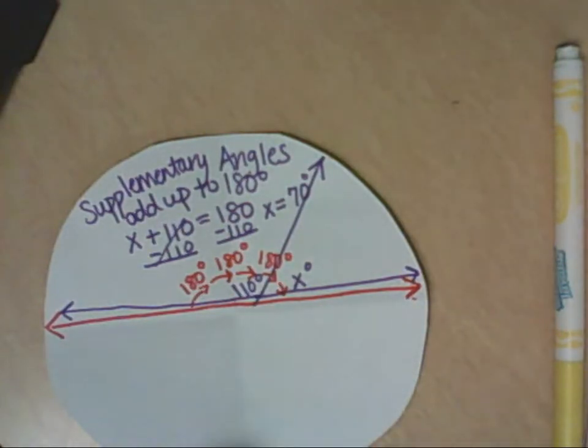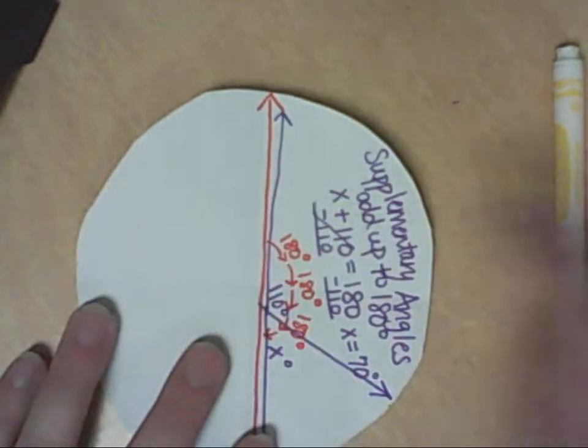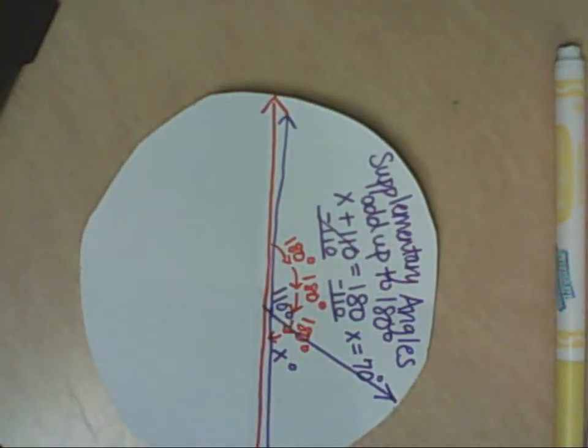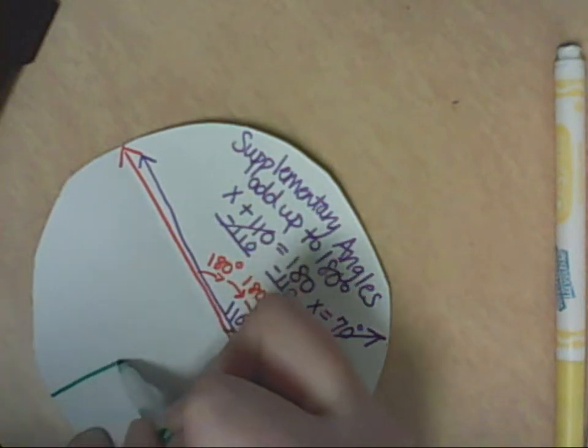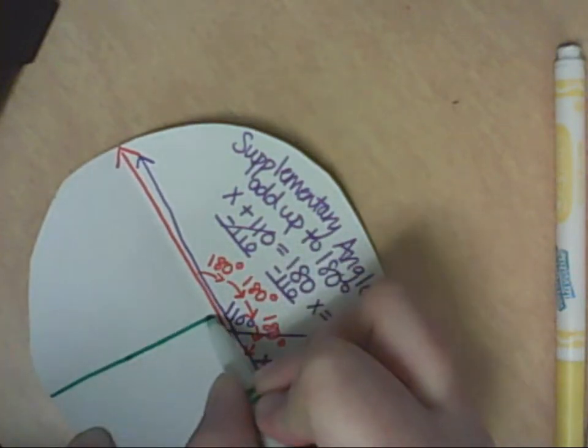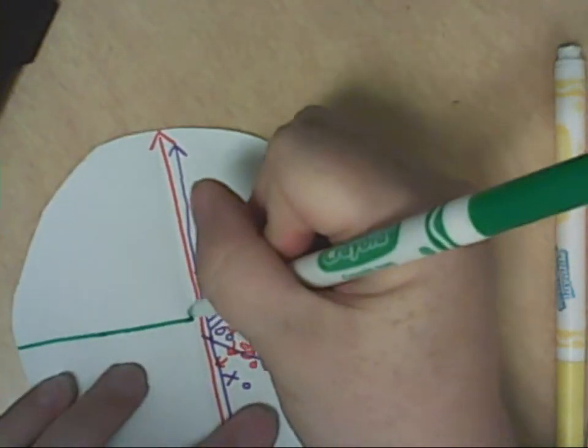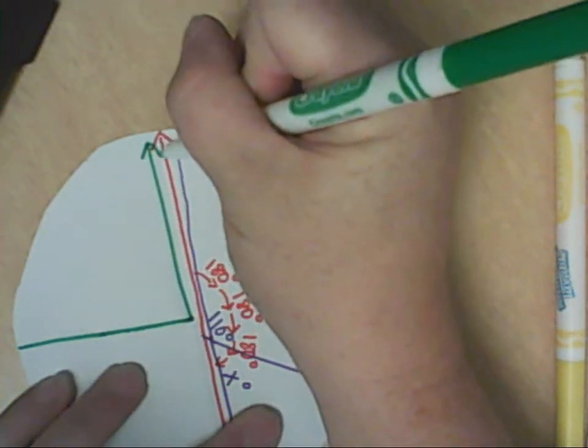Now, we're going to talk about the opposite of supplementary, okay? I want you to fold it back, and we're going to go to this right here. If you give someone a compliment, you're being nice to them, okay? So we're going to think about that when we talk about complementary angles. So I want you to get another color, and I want you to make this angle.